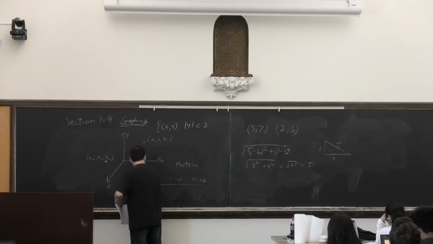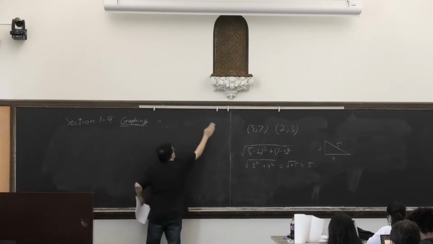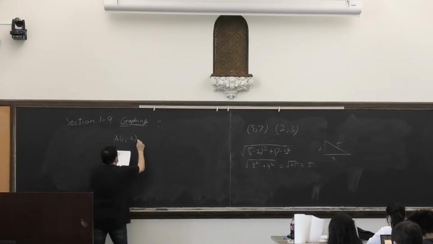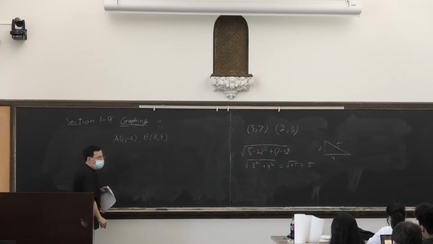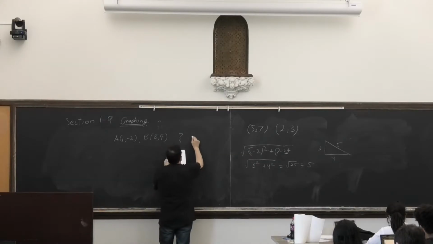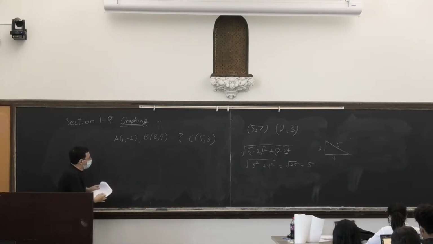Here's a problem you might find in the book, which at least sounds more practical. You have two points, A, which is 1, negative 2, and B, which is 8, 9. Well, we can graph these. The question is, which is closer to C, which is 5, 3? You can graph it and use your ruler and see if that helps, or it might depend on how accurately you draw when you get to an answer. But we can analytically figure this out, right?